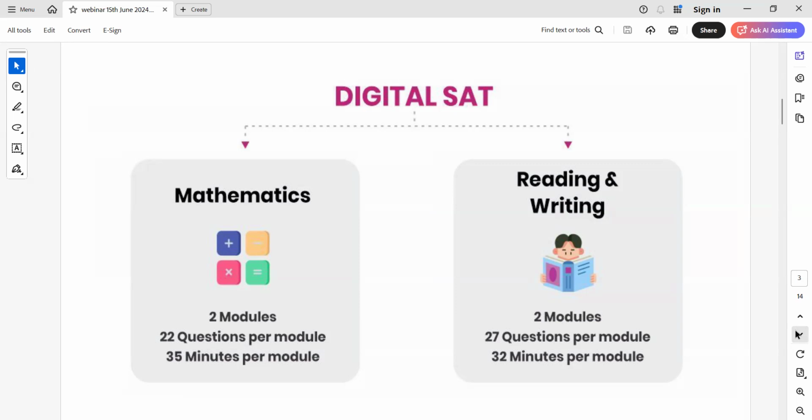In each of the test tracks, you will have two modules, and you can already see how many questions per module you will be seeing. In English, actually evidence-based reading and writing, we have 27 questions per module and 32 minutes for answering those 27 questions, and the same goes for both modules. In math also, we have 22 questions per module to be answered in 35 minutes per module.